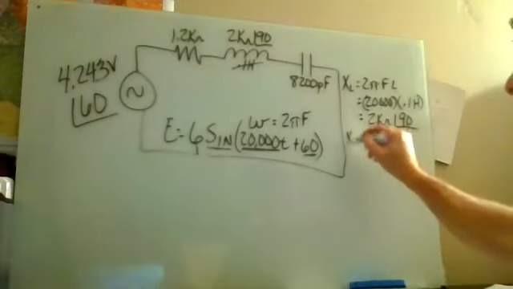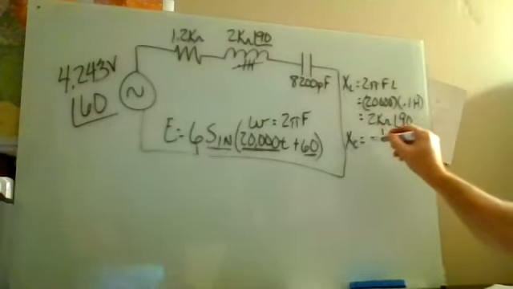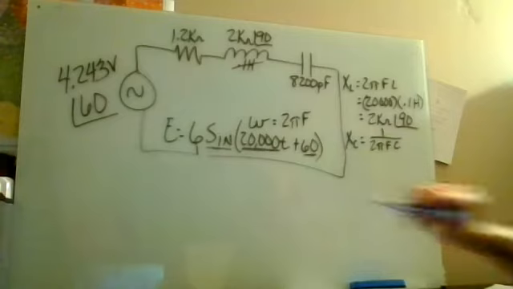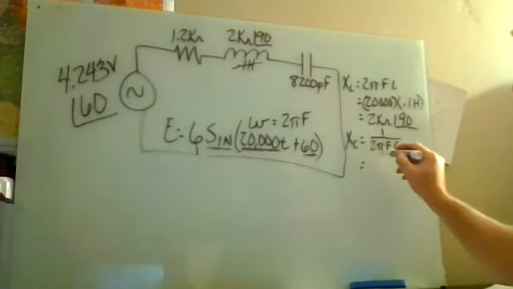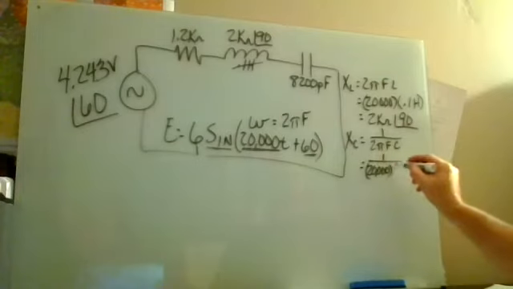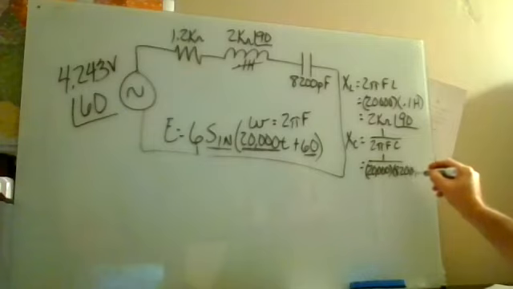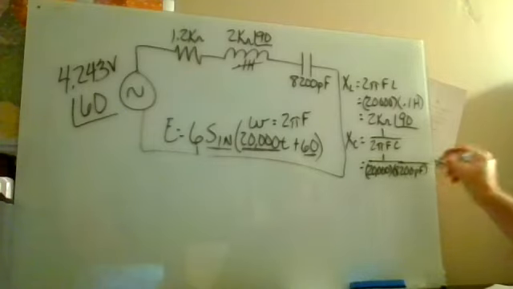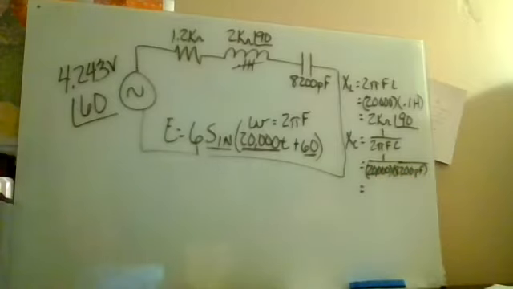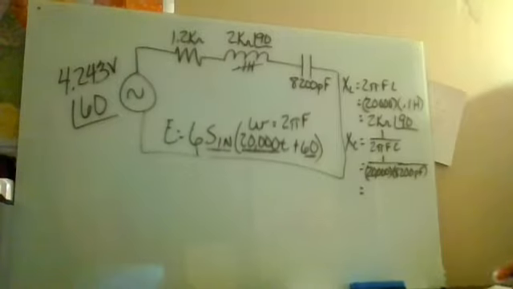Then I'm going to do the same thing and find my X of C. I know that's 1 over 2 pi FC. I already know what 2 pi F equals because I gave you omega. So that's 1 over 20,000 times 8,200 picofarads. What's pico? Exponent negative 12. Nano is 9. Remember, nano, 9. Pico is negative 12.